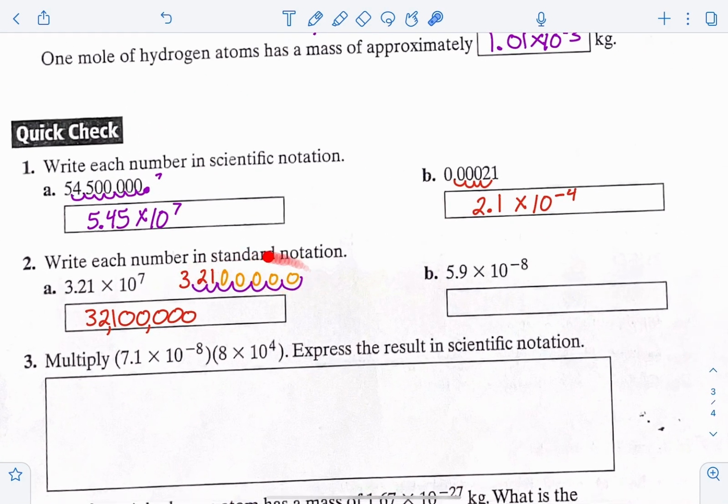This is how you're showing your work on your homework, so make sure you have that written somewhere and then your answer. Pay attention to the -8. Pause your video and give that one a try.